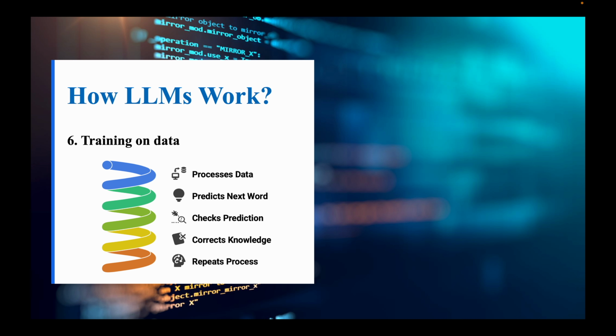Next is training on data. During the training, the model processes billions and trillions of data, predicting the next word, and if it is wrong, the model corrects its knowledge by referring to its huge data, and this process is repeated until the model learns proper patterns, creativity and reasoning.